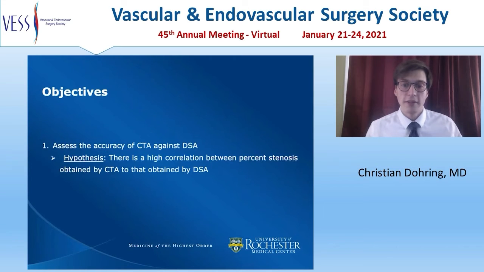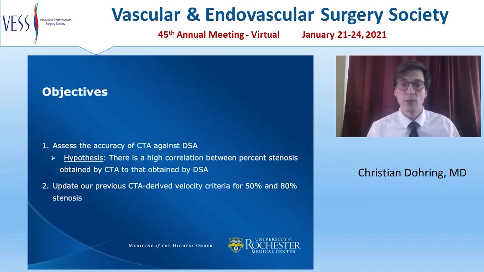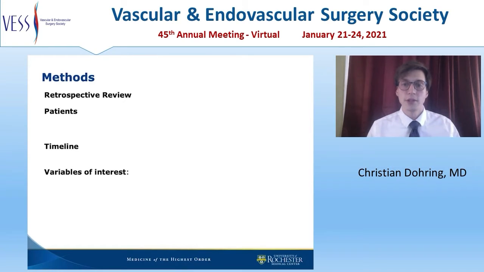So our first objective was to assess the accuracy of CTA against DSA by testing our hypothesis that there is a high correlation between percent stenosis obtained by CTA to that obtained by DSA, and to update our previous CTA-derived velocity criteria for 50% and 80% stenosis. In order to accomplish this objective, we conducted a retrospective review of patients who underwent ultrasound and CTA, or ultrasound, CTA, and DSA between January 2010 and December 2019.